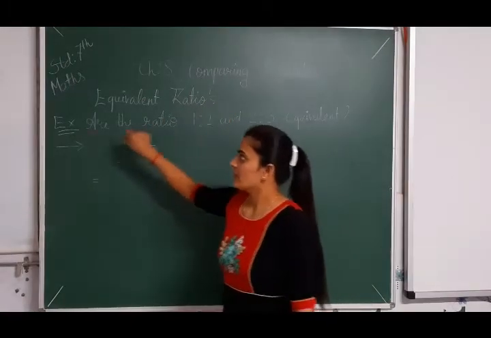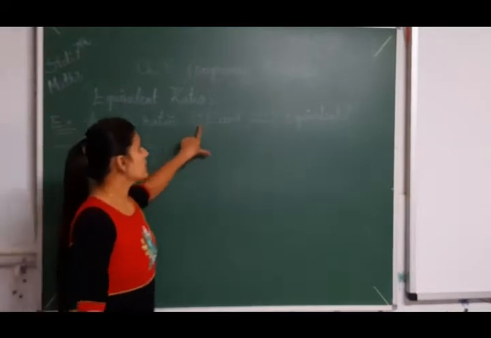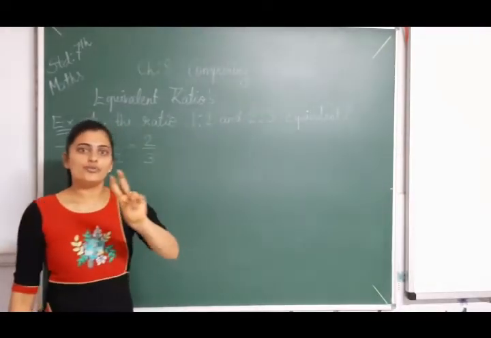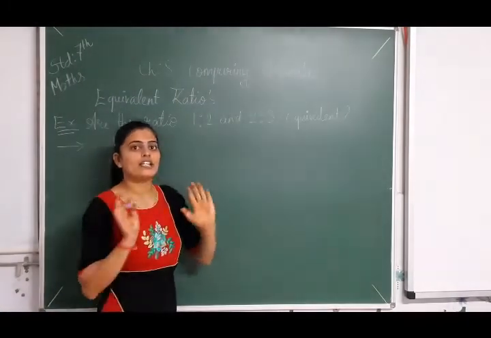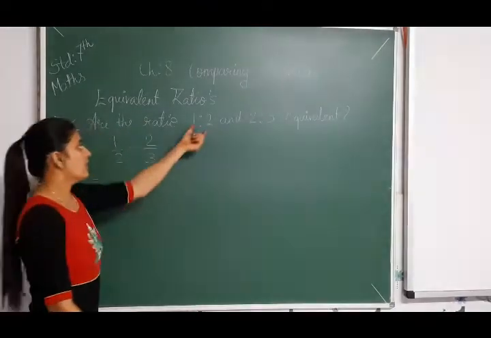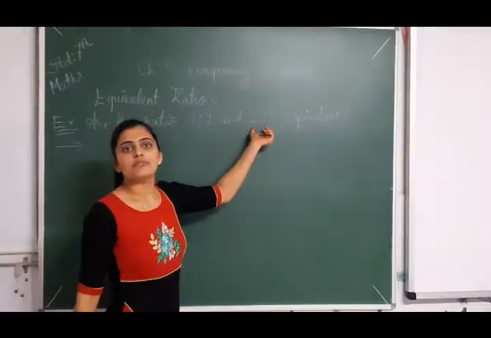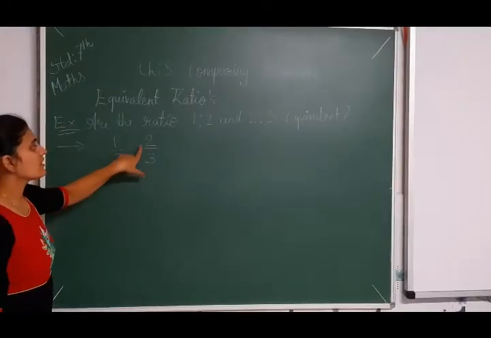Equivalent ratios. Example is given. Are the ratios 1 is to 2 and 2 is to 3 equivalent? Two ratios are given to you and you have to find out whether 1 is to 2 and 2 is to 3 are equal or not. So 1 is to 2 can be written as 1 by 2 and 2 is to 3 can be written as 2 by 3. So we have to find out whether 1 by 2 is equal to 2 by 3 or not.